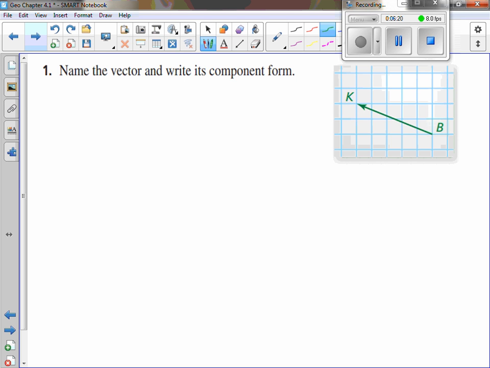Name the vector and write its component form. So we have B and K. So the initial point would be B, and our terminal point would be K. And it's going from B to K.